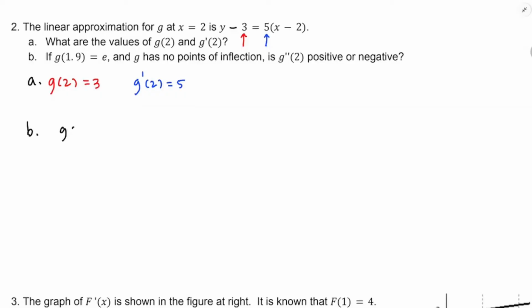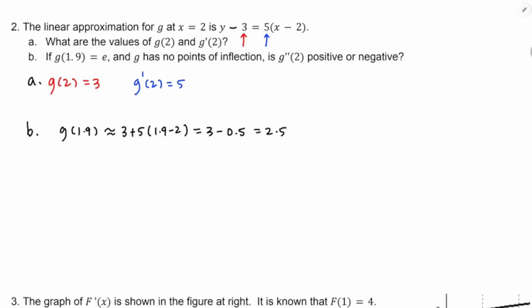So what I'm going to say is g of 1.9 from the tangent line would be 3 plus 5 times 1.9 minus 2. So that would be 3 minus 0.5. And that would be 2.5. Okay, but the true value of g is e. Okay, so that means that the true value is greater than the approximation.